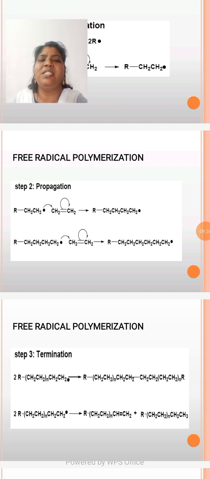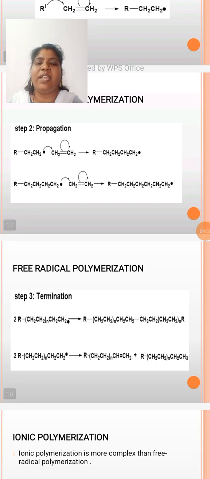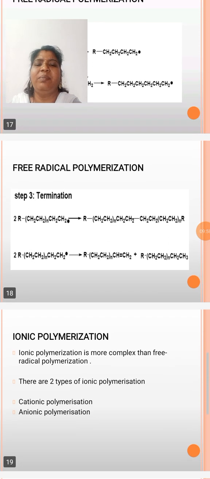When there is a radical, a lone electron at the corner, the next monomer will be ready to react again and again. So each and every monomer will be adding in a chain. One by one it will come and add to the living or growing polymer. So it forms a long chain of polymer molecule. After that, we are supposed to stop the chain. For that we are having the termination step.